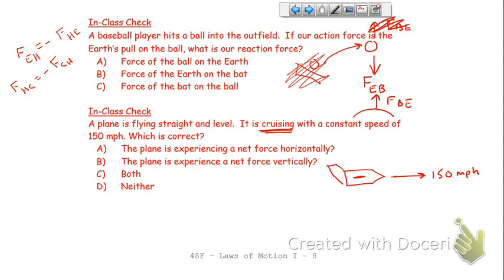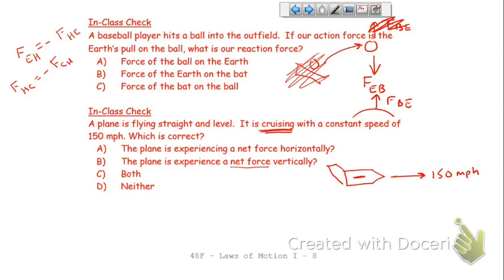So, let's think about this. Let's talk vertically, first of all. Is there an acceleration vertically? There's not. Why is there not? What is it that tells you there's no acceleration vertically? Straight and level. To go up, you've got to change your speed. To go down, you've got a vertical speed. So no acceleration vertically, so no net force vertically. Agreed? No acceleration, no net force.